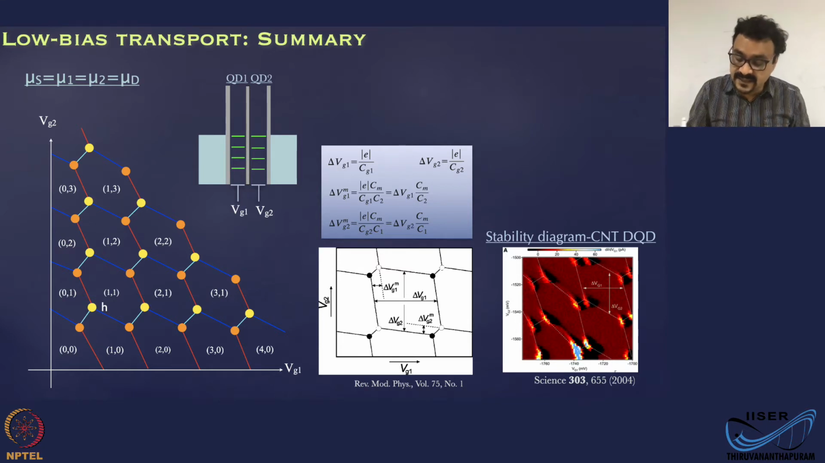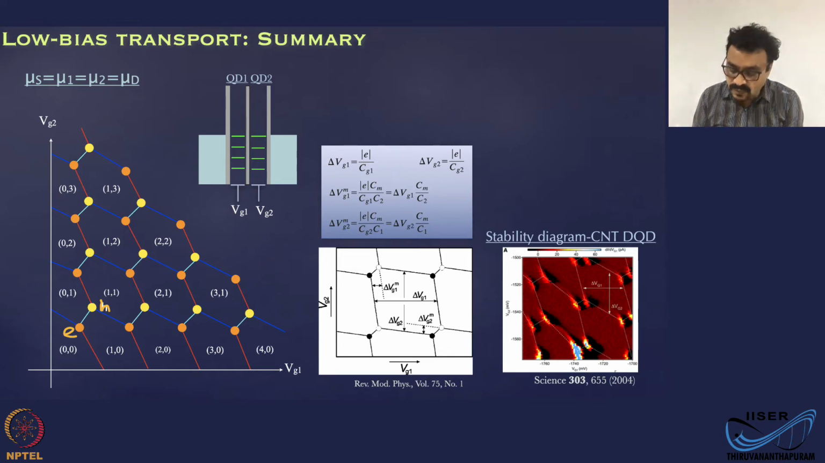So inside the hexagonal region, the charge is stable, or charge cannot change, and the transport is blocked. And the transport is allowed only at these corners of the hexagon. Those are the triple points. You have the electron triple point and the hole triple point, these two. Triple point means 3 charge configurations are degenerate.